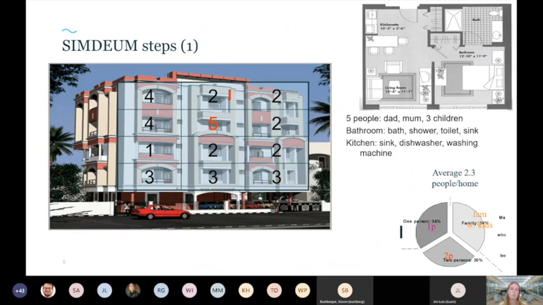Let's look at an apartment building for, in this case, 12 apartments. And there's a variation of how many people live in those apartments. We're looking at the middle one with 5 people, so 2 parents and 3 kids. All of the apartments have the same floor plan with a bath, shower, and toilet in the bathroom, and then a kitchen with a dishwasher, a washing machine, and a sink. And of course, it's an apartment building, so there is no outside water use here.